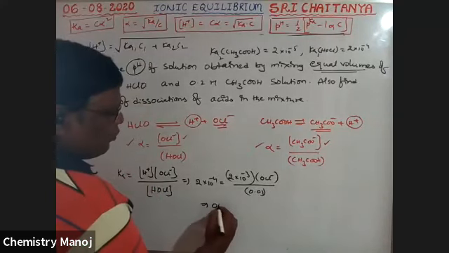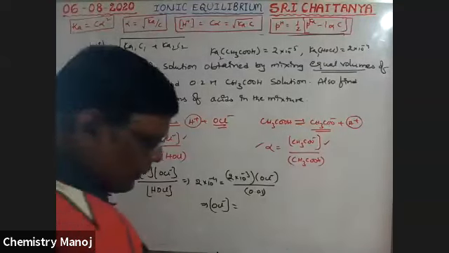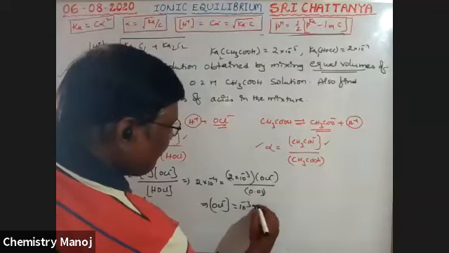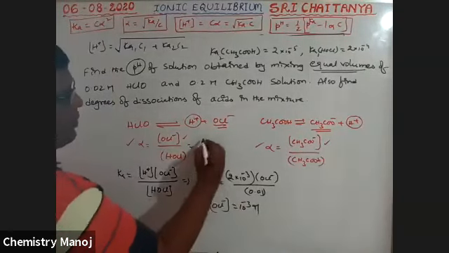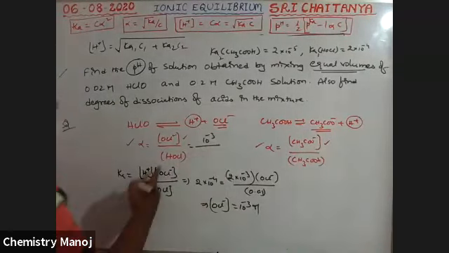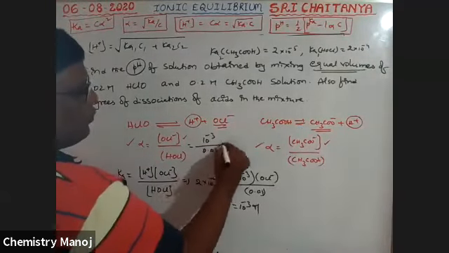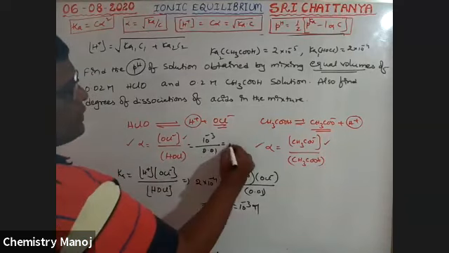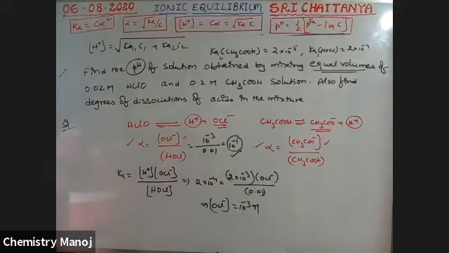Therefore, that implies the OCl minus concentration is equal to how much? I got 10 power minus 3. Therefore, alpha is equal to the OCl minus concentration, 10 power minus 3, by the HOCl concentration, that is 0.01, which is equal to 10 power minus 1. That is the answer.